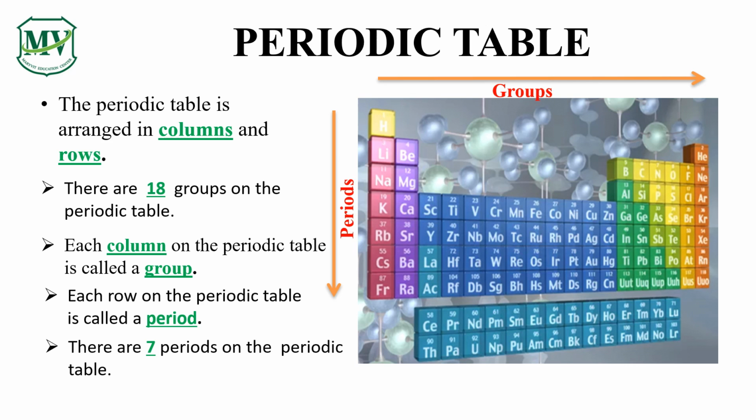If there is a group, there is also a period on the periodic table. Exactly. Each row on the periodic table is called a period. Did you know how many periods there are? Wonderful! There are 7 periods on the periodic table.